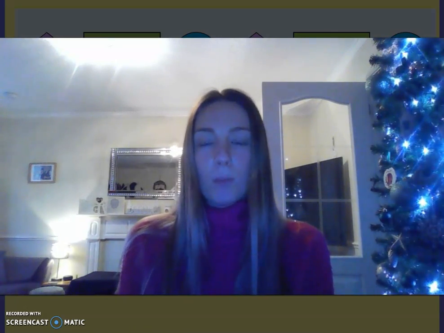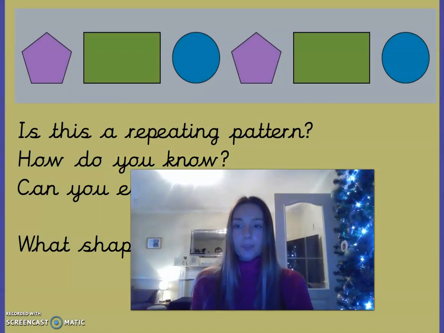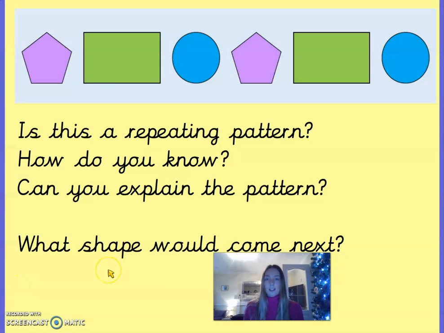So, yesterday we had a look at lines of symmetry, and today we're going to be moving on to looking at repeated patterns. So I'd like you to have a look at the slide that you can see on your screen, and the shapes along the top here. Do you think this is a repeating pattern? How do you know? And how do you think you would explain the pattern? So pause this video and have a look at the shapes.